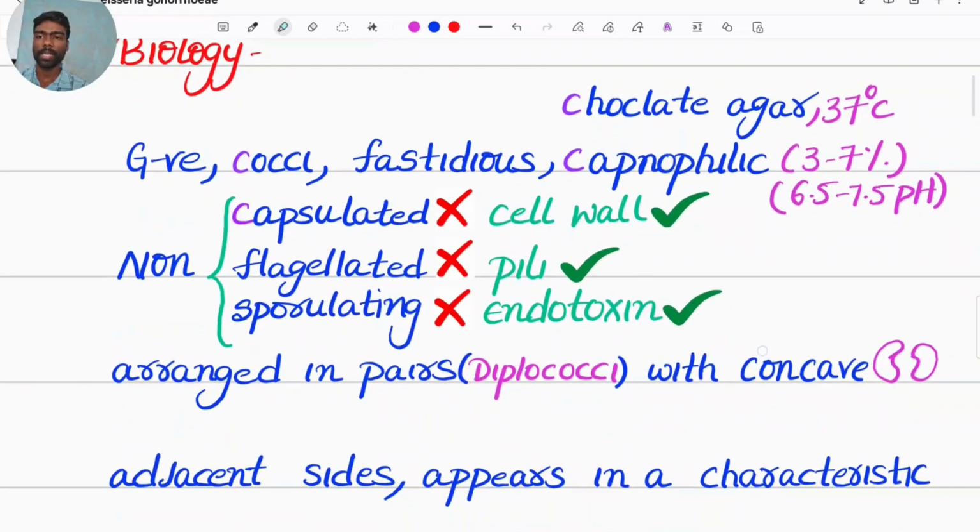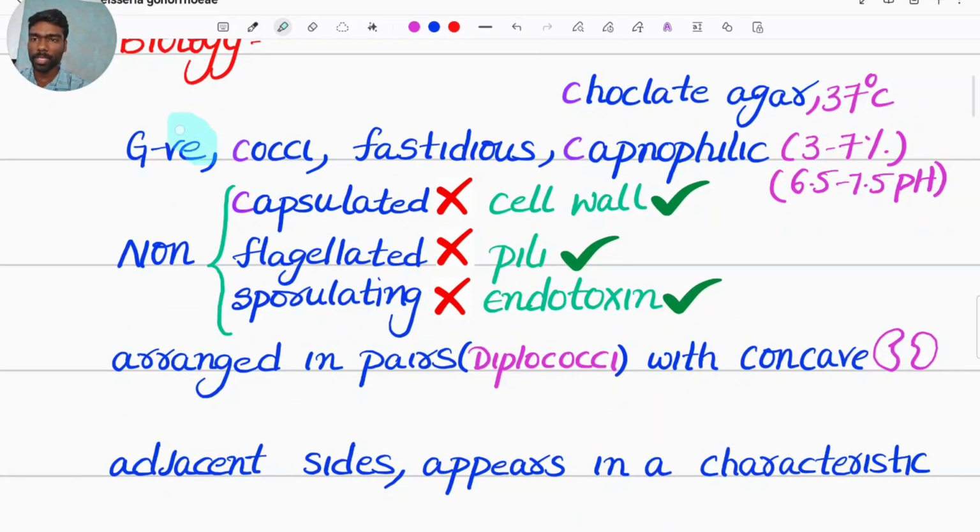Coming to its biology, it is a gram-negative cocci, hence it is also known as gonococcus. It is fastidious, which means it requires special media and special requirements. It only grows on enriched medium, it won't grow on normal agar. Enriched medium like chocolate agar. And it requires carbon dioxide. It is capnophilic.